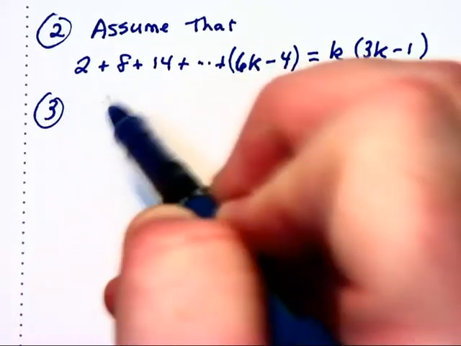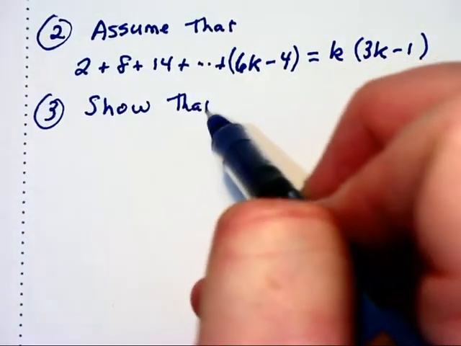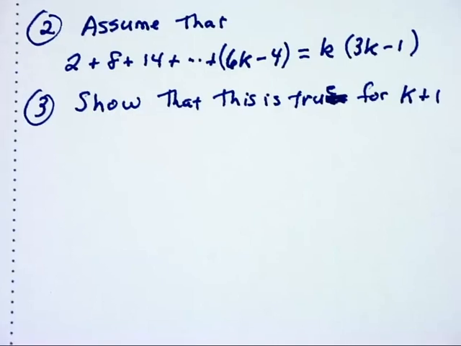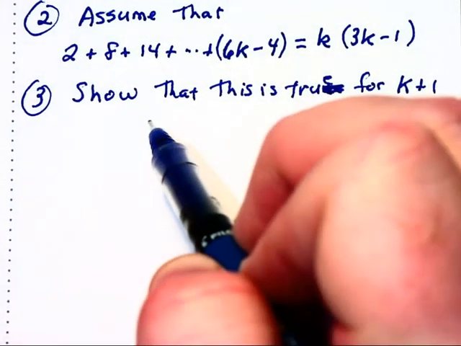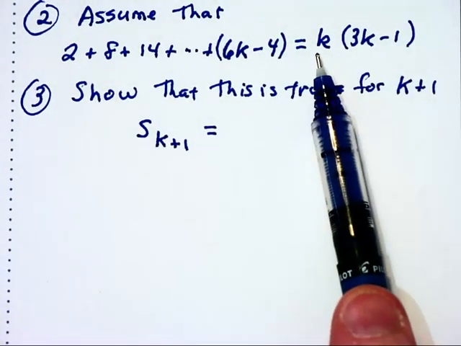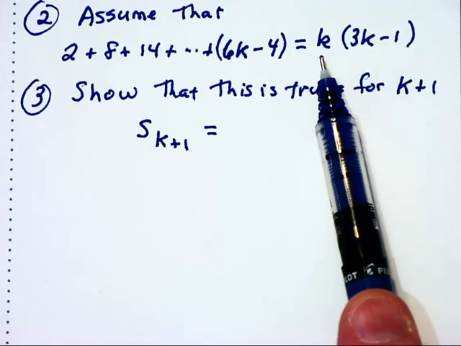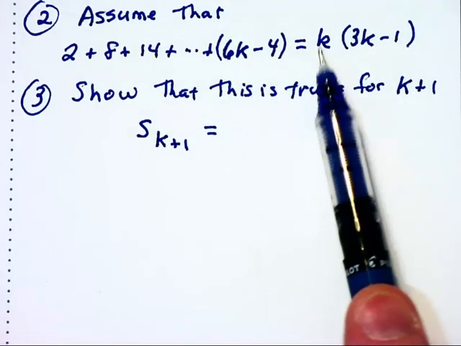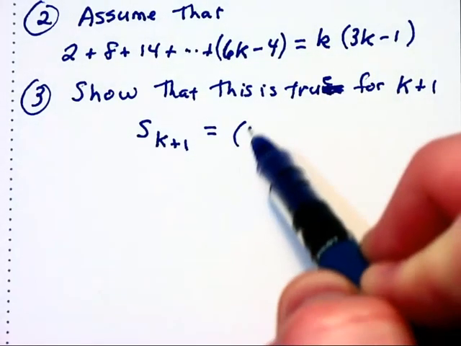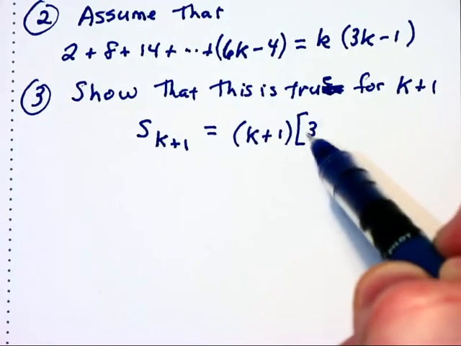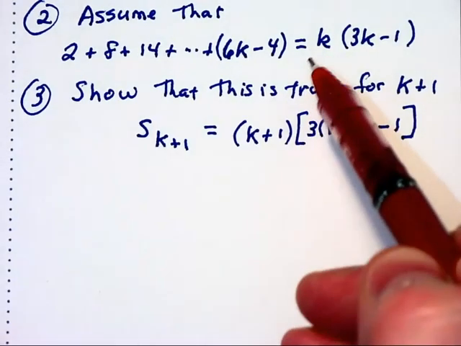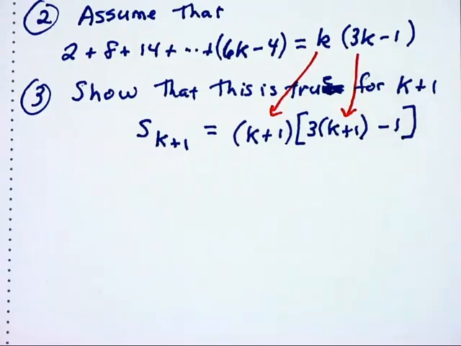Now in step number 3, we need to show that this is true for n equals k plus 1. Okay, let's look at the sum of the first k plus 1 terms. We know what the sum of the first k terms is, and k is a variable representing the kth term. So let's change this out to k plus 1 because we're going up to k plus 1 terms instead of k. We will have (k plus 1) times 3 times (k plus 1) minus 1. All I basically did here was change out each of these k's for k plus 1.